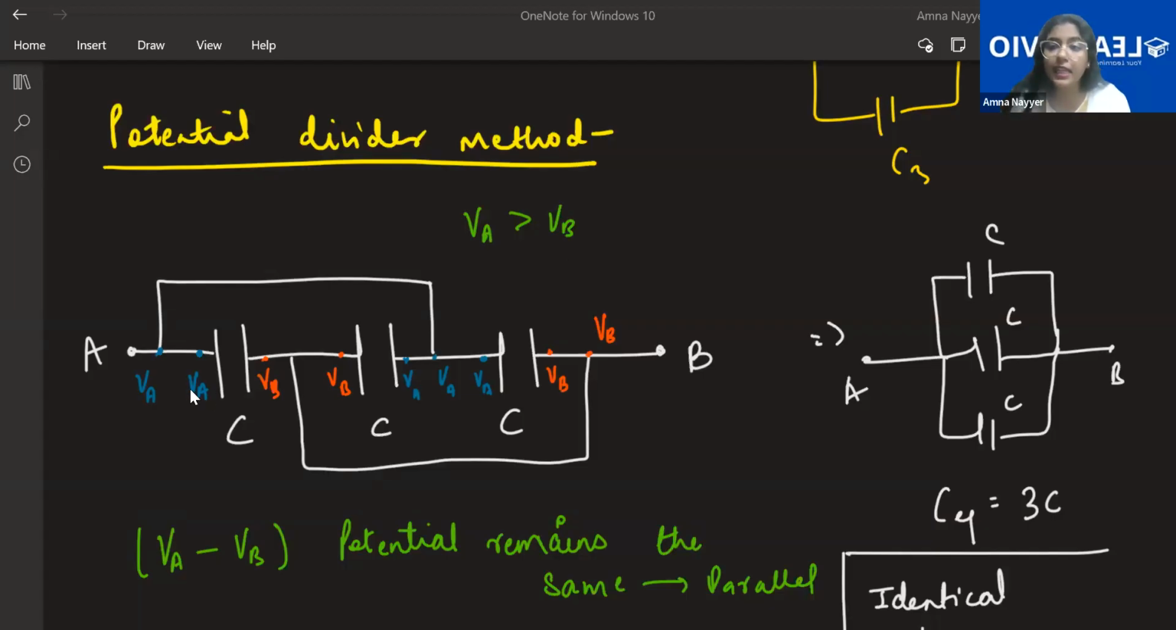If VA is greater than VB, then the potential difference here will be VA minus VB. Here also VA minus VB, higher minus lower. Higher minus lower, higher minus lower. All the potential differences are the same. It means it's just a parallel connection, written like this but put in this manner. It's actually this circuit that has been modified in this manner. Now understood, Ubaidullah?